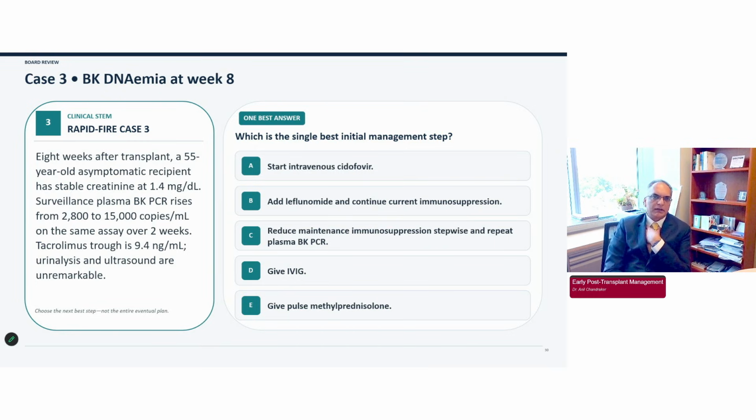Third case, 8 weeks after transplant, a 55-year-old asymptomatic recipient has a stable creatinine of 1.4. Surveillance plasma BK PCR levels rise from 2,800 to 15,000 copies per ml on the same assay over 2 weeks. Tacrolimus trough 9.4, urinalysis and ultrasound are unremarkable. Which is the single best initial management step? Start cidofovir, add leflunomide, reduce maintenance immunosuppression stepwise, repeat plasma BK PCR, give IVIG, give pulse methylprednisone.